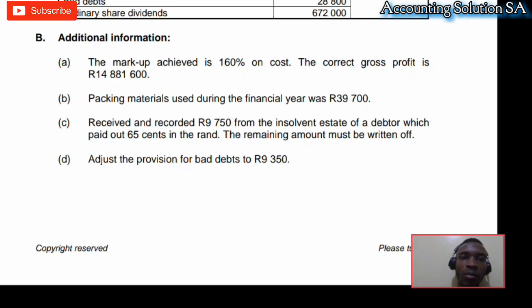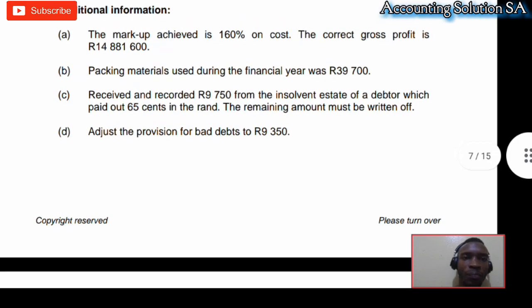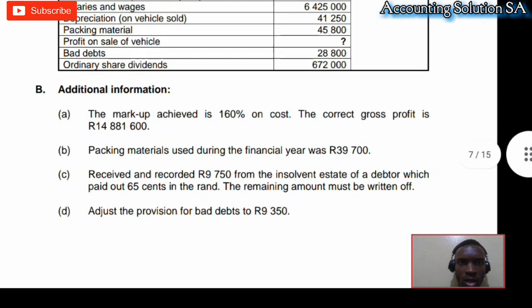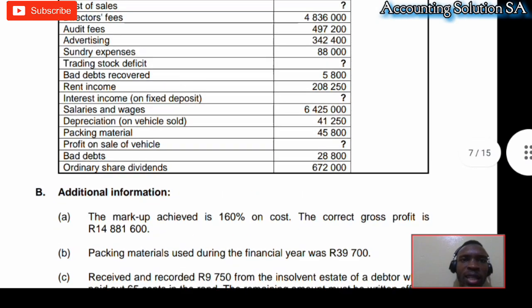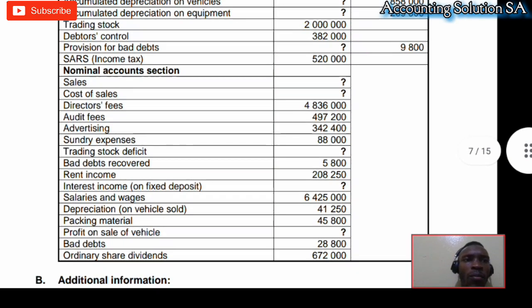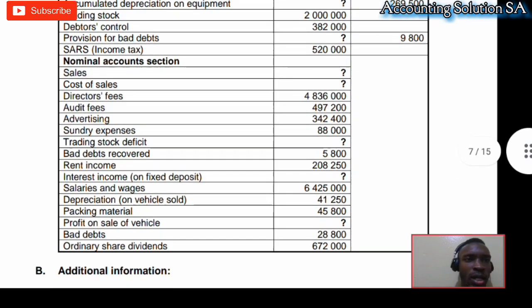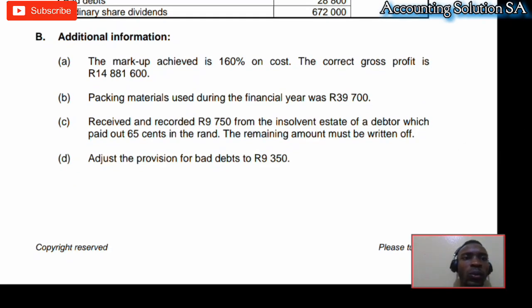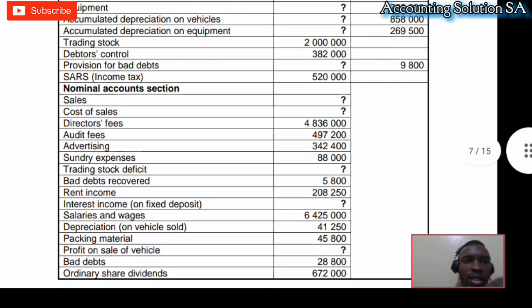Then adjust the provision for bad debts to 9,350. Of course, in this question we have to do a calculation for provision for bad debts and check whether it's an income or expense. If you check, the provision for bad debts was 9,800. Now it has been adjusted to 9,350. If you check in this case, it has decreased.